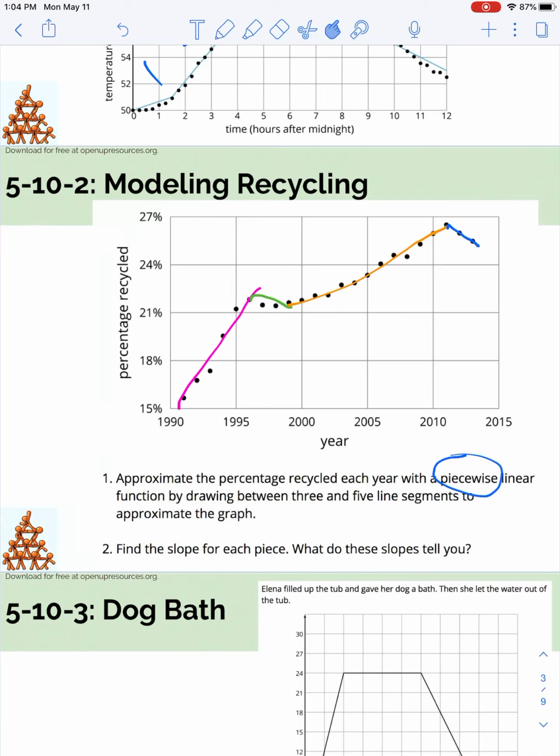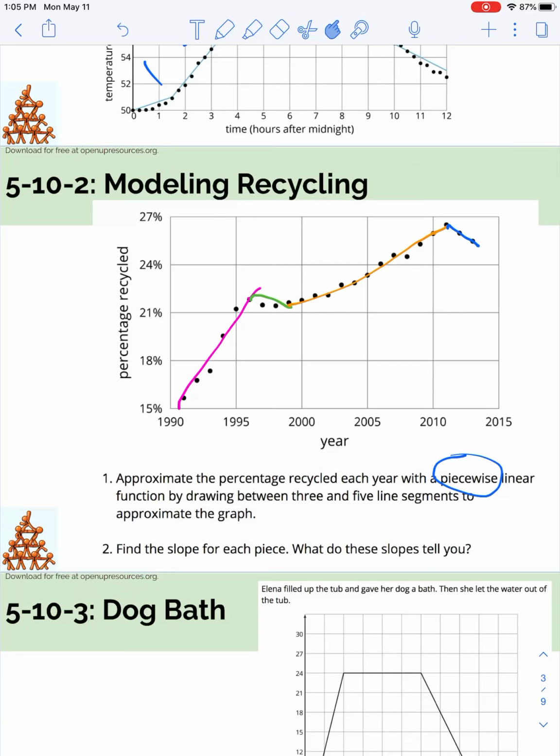Do we do that? It wants to approximate the percentage recycled each year. Approximate the percentage recycled each year with a piecewise linear function by drawing between 3 and 5. Okay, yeah, no, I think that's fine. I don't think we need to do anything else.